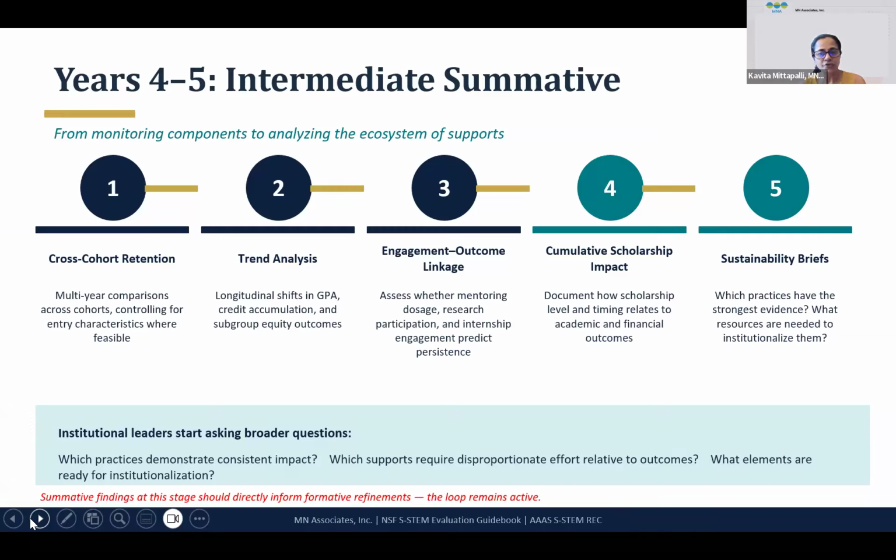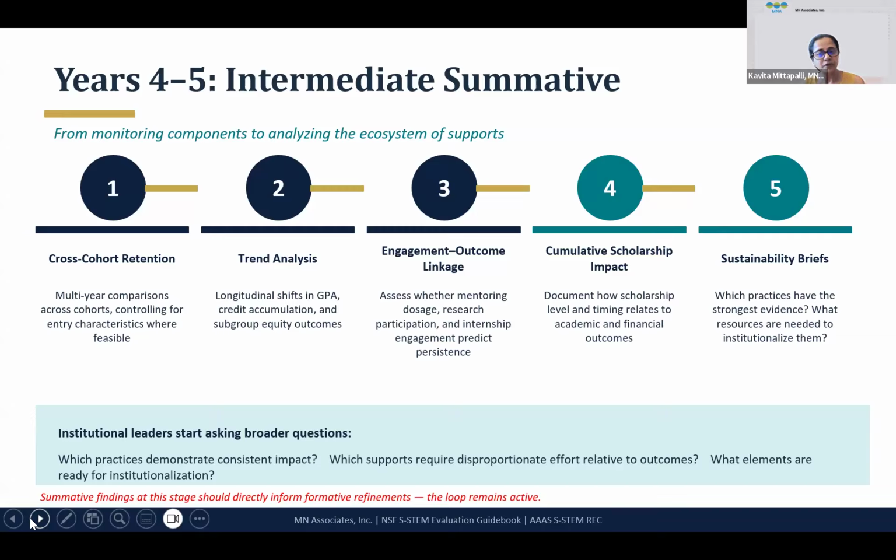So we have the cross-cohort retention comparisons, we have multi-year trend analysis, we also have engagement outcome linkage to make sure things work. Does mentoring, dosage, or research participation predict persistence? That's one question. And cumulative scholarship impact analysis all become possible and appropriate in years 4 and 5. Again, building on a very, very strong foundation in years 1, 2, and 3.